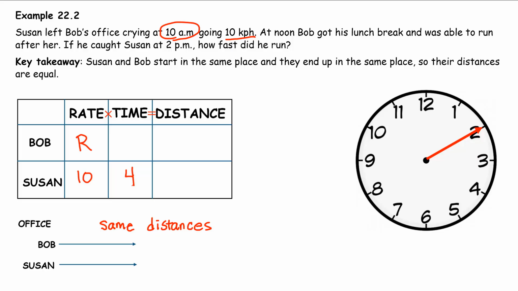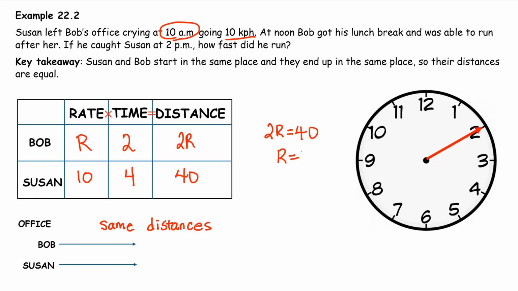It tells us that Bob left at noon. So his time is just going to be from noon to 2, which is 2 hours. So in this problem, they totally gave us the times, even though we might not have noticed it at first. Since rate times time is distance, Bob's distance is 2 times R, and Susan's distance is 10 times 4, which is 40. And since we know their distances are equal, we can say that 2R is equal to 40, and R is equal to 20.